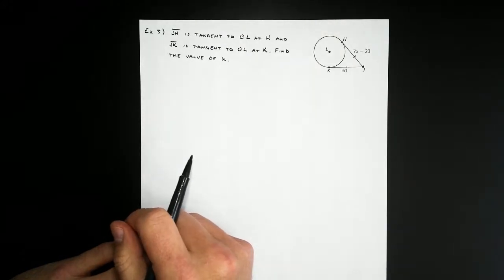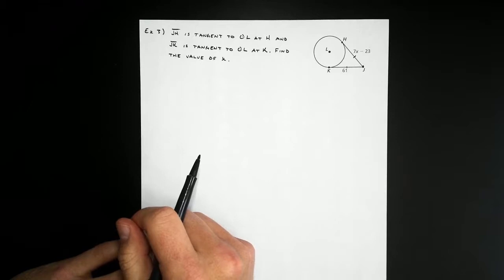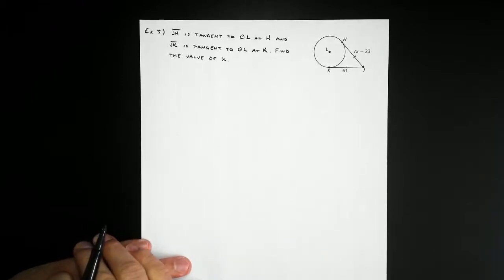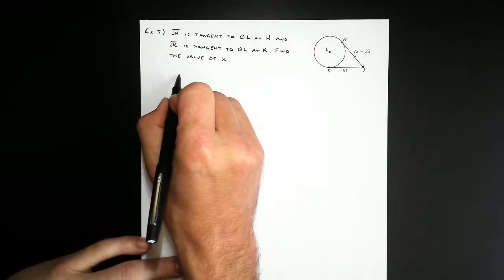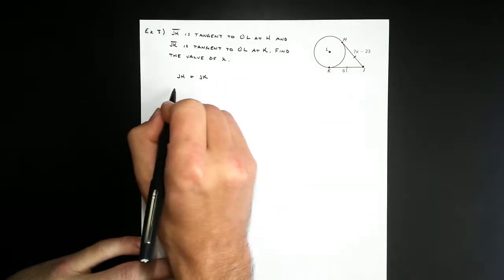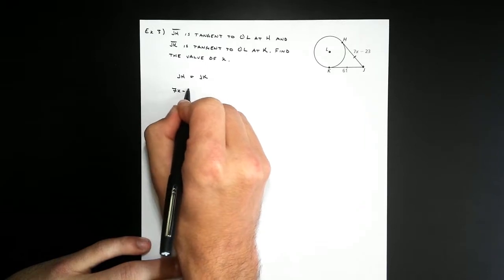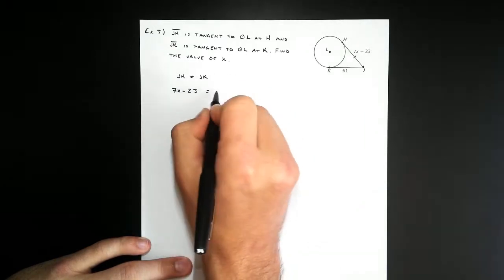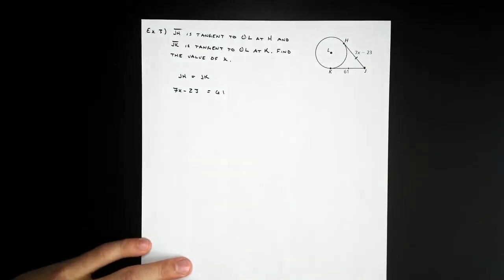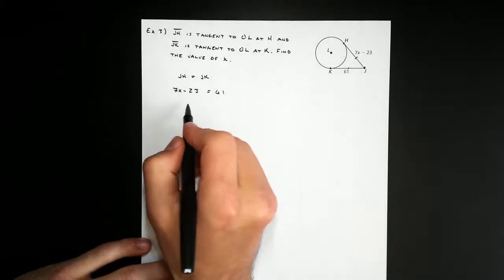Okay, so with that theorem, it gives us a nice way to be able to set up an equation to figure out some missing information. So in this case, because those two segments have to be the same, JH has to equal JK, which means that 7x minus 23 has to be equal to 61. So it gives us this tool as a way that we can set up this equation. And then we can finish solving to find for x.